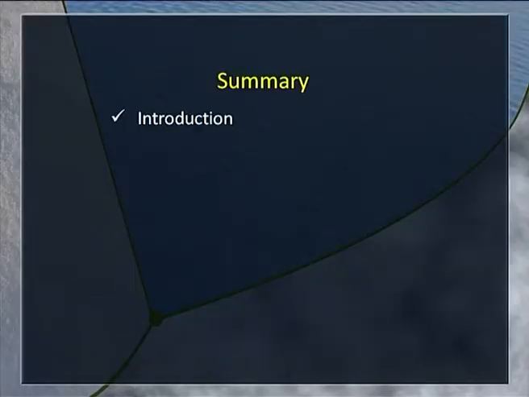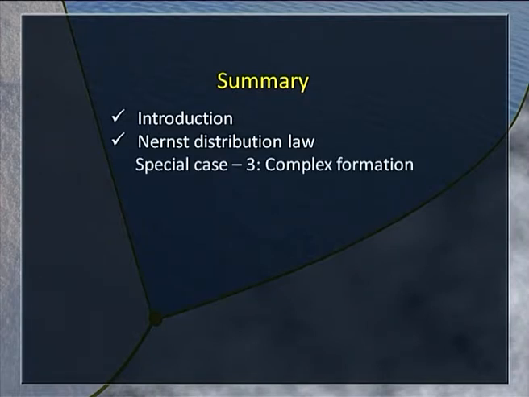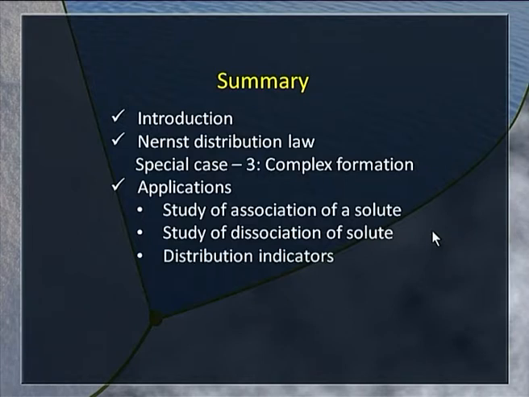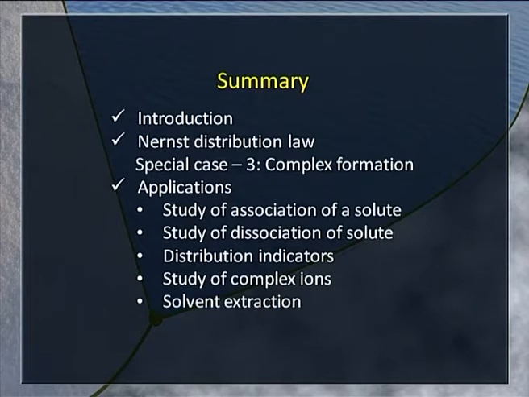Let me summarize what we have discussed today. We continued our discussion on Nernst distribution law, especially after completing case 1 and case 2 in the earlier episode. We saw the special case 3 where there is complex formation, and then the applications of Nernst distribution law were discussed, in which we saw study of association of a solute, study of dissociation of a solute, distribution indicators, study of complex ions, and finally solvent extraction.